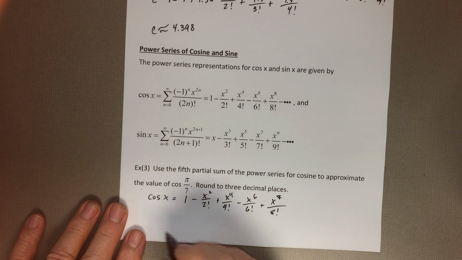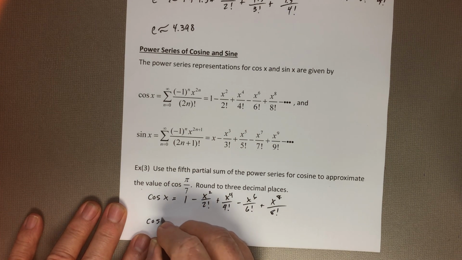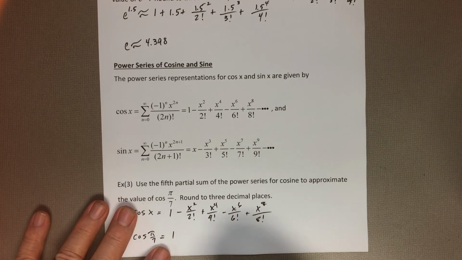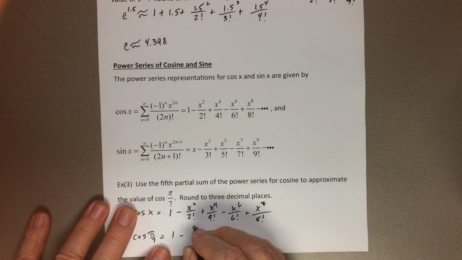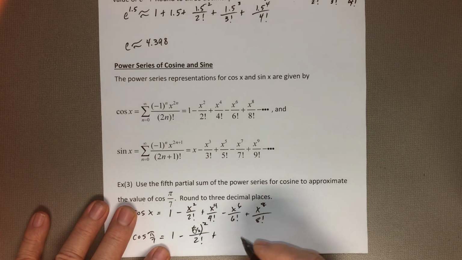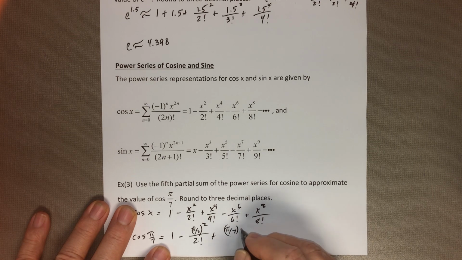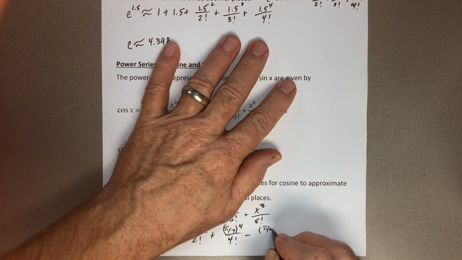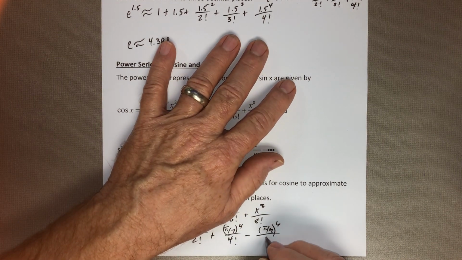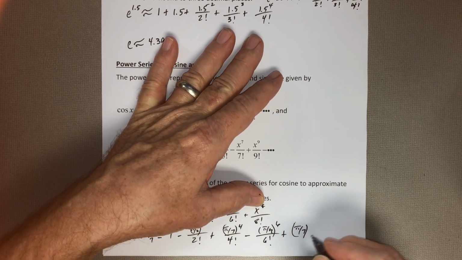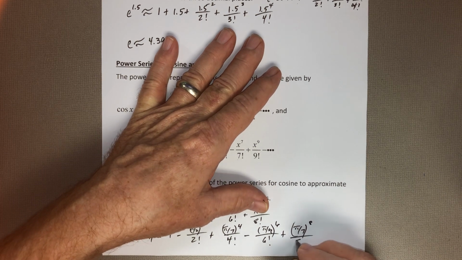All right, in this case, we're going to find the cosine of pi over 7, which would be equal to 1 minus pi over 7 squared divided by 2 factorial plus pi over 7 to the 4th power divided by 4 factorial minus pi over 7 to the 6th power divided by 6 factorial plus pi over 7 to the 8th power divided by 8 factorial.